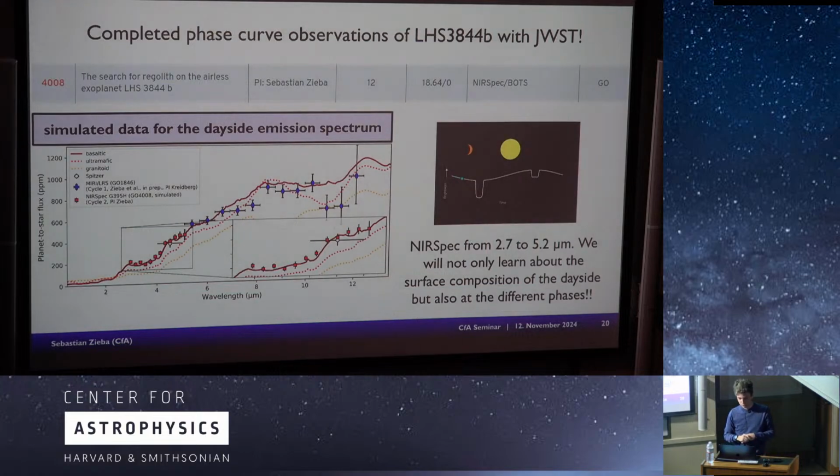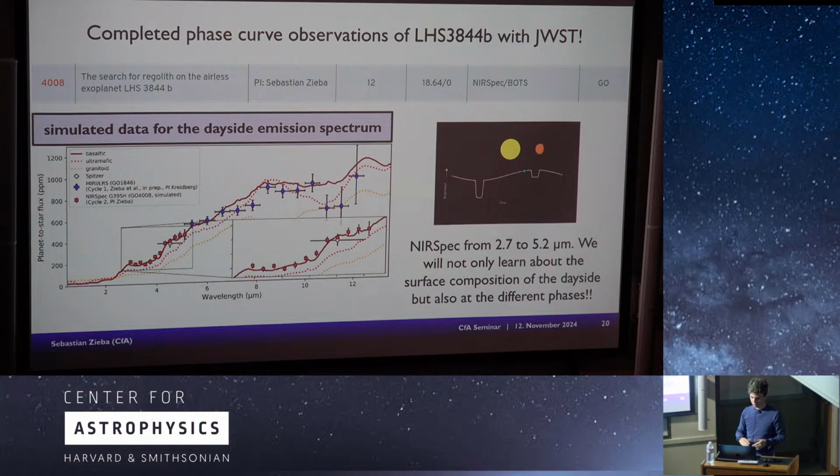I think something I'm also really excited about is that recently we have taken phase-curve observations of the exoplanet with JWST, a program I have led in cycle 2. In the plot on the left side, you can see a simulation of what we could expect for this planet. In blue, these blue diamonds again are the observations we currently have, and then the red squares are what we could expect with our phase-curve observations.